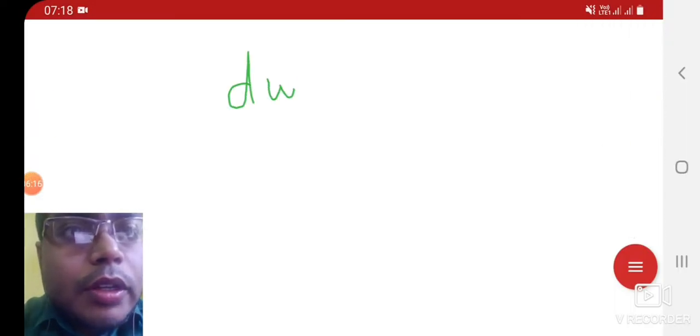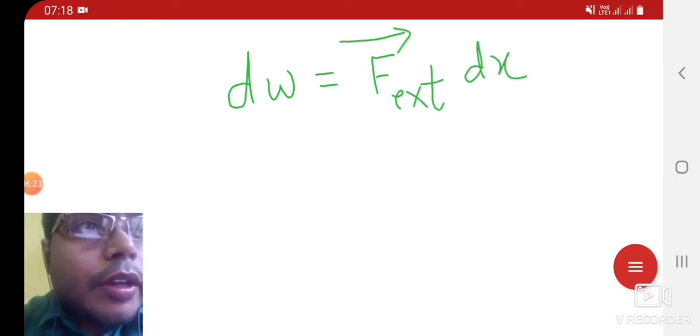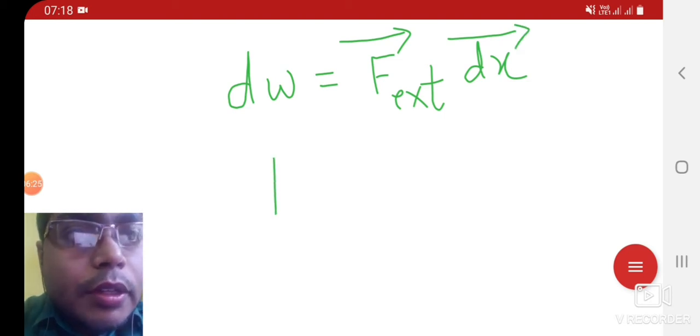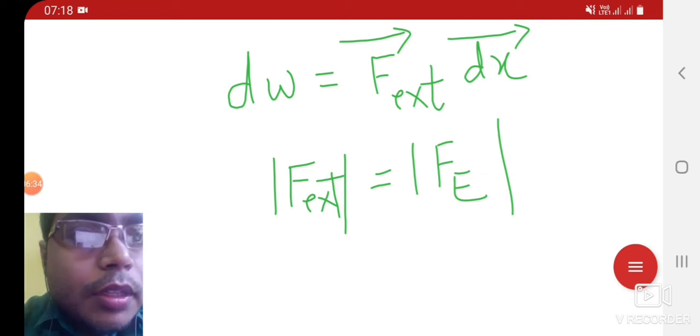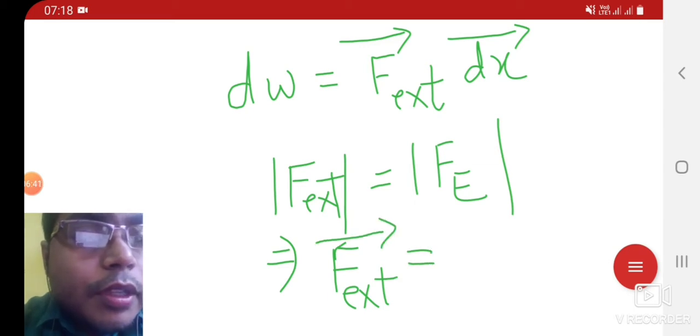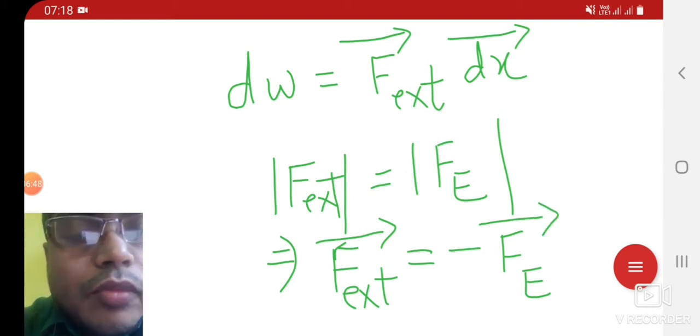So the work done is given by F external multiplied by dx. Both are vector quantities, right? And here you can see that F external is equal in magnitude to that of the electrostatic force of repulsion. But when it comes to direction, both of them are opposite. So the direction of both the forces are opposite, but magnitude wise both of them are equal.